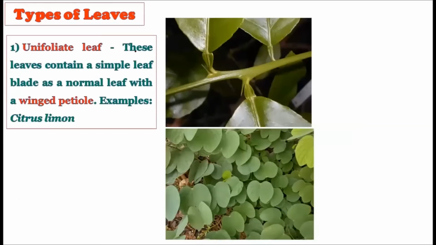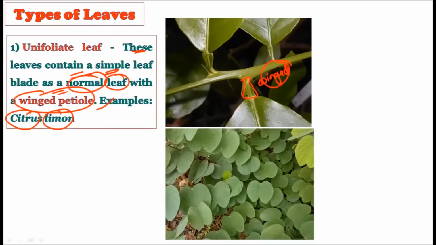Now see the unifoliate leaf. These leaves contain a simple leaf blade, a normal leaf with a winged petiole. For that, we have the example of citrus lemon. Now observe this here. You will find a petiole just like this, but this is not a simple petiole. It is a winged petiole. Okay, it's a wing-like petiole, and on this wing-like petiole there is the origin of the simple leaflet.